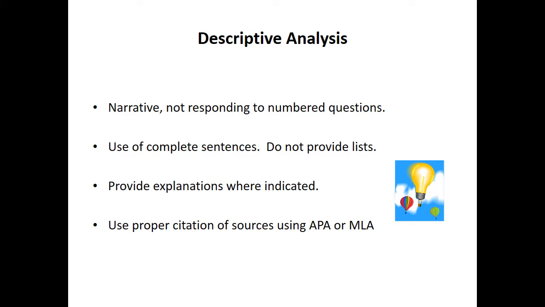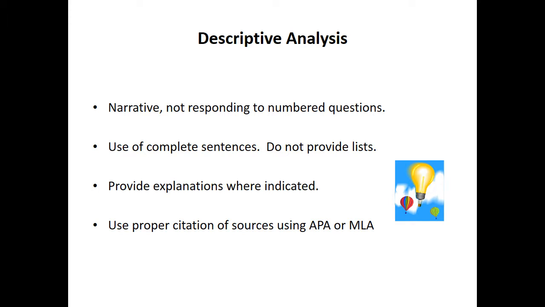All right, in the first part of the project, part 1, this is the descriptive analysis. This is the narrative you'll be writing. Now I have provided a list of items that must be included in that narrative, and I've numbered them. However, when you write this narrative, you are not supposed to write number 1 and then answer the question. We're not answering questions.